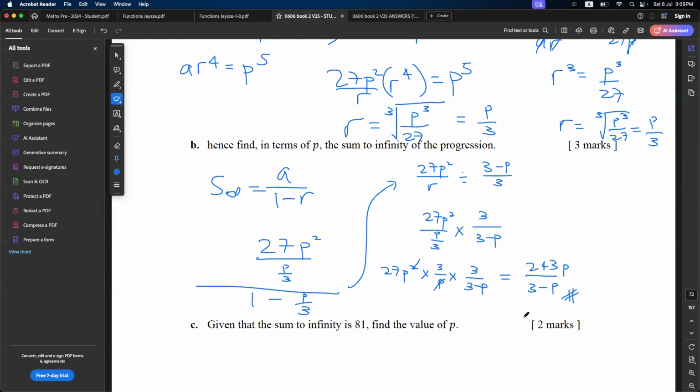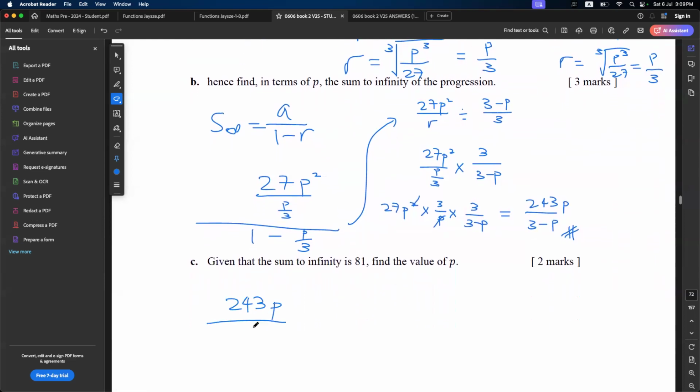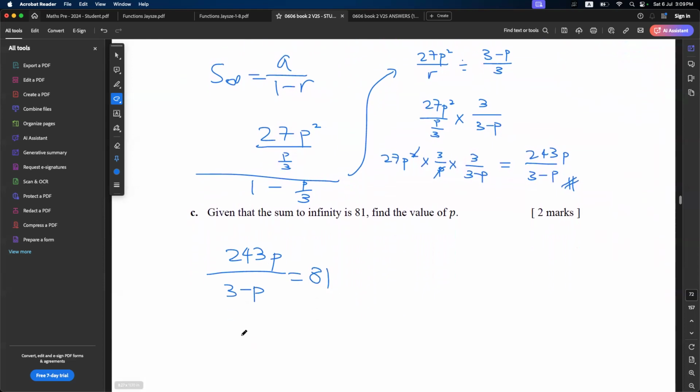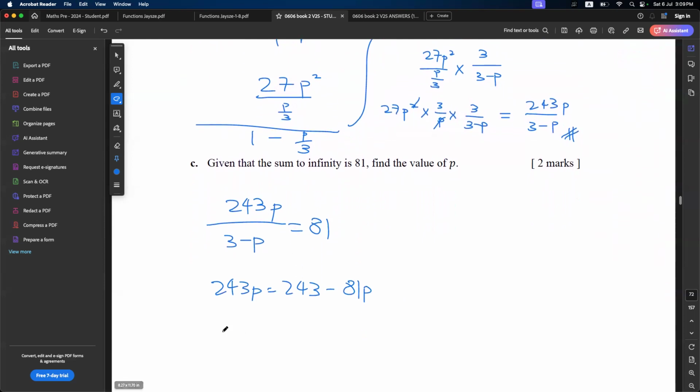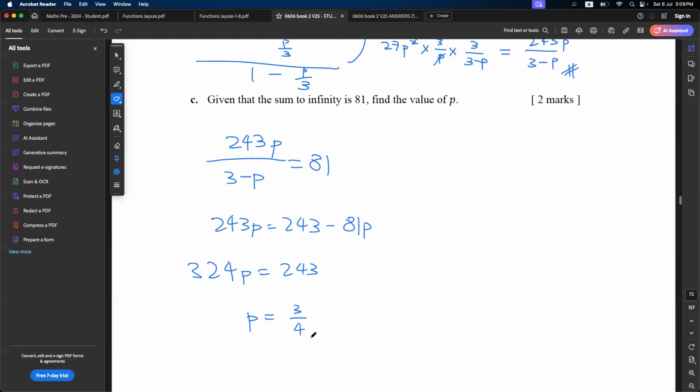Given that the sum to infinity is 81, find the value of P. Just this one very straightforward. P over 3 minus P is equals to 81 because it's sum to infinity formula, right? And 243P is equals to 243 minus 81P. It's all about equation formation only, just following formulas.